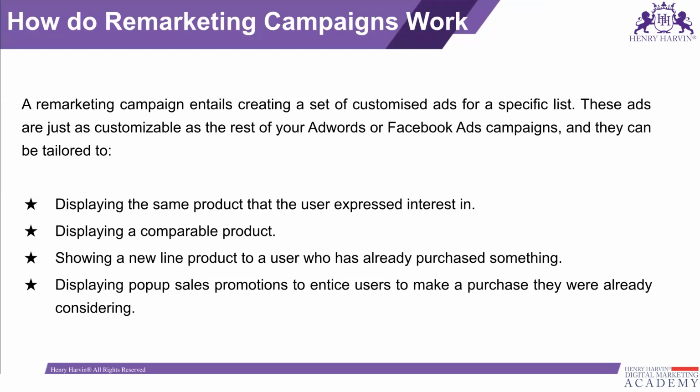So I give you an example: Amazon has different kinds of products, but if you are looking for shoes, now they will target you with just shoes, not with other things, because they are using the customizable feature. They customize the ad with shoes and target you, displaying a comparable product. Okay, and showing a new line of products to a user who has already purchased something, and that is retargeting. When we retarget, we simply target the user again to buy our another product.